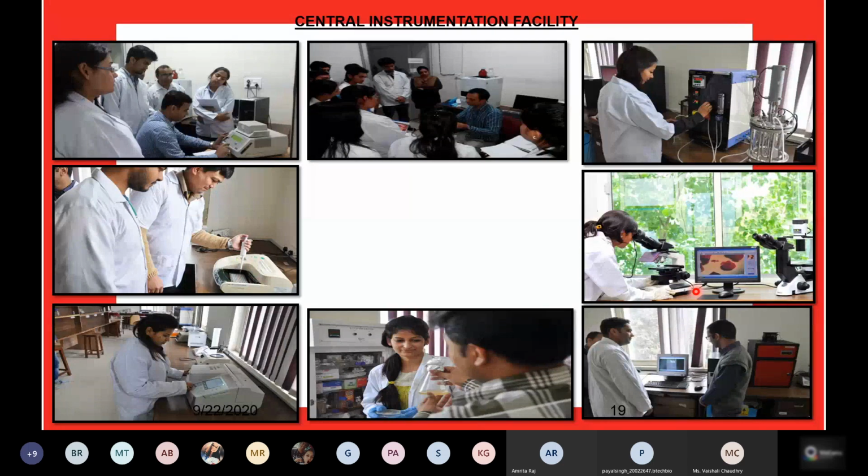This is the imaging system, microscope with the imaging system. This is a spectrophotometer. Then we have incubators, and this is the gel documentation system. And if you can see this gel documentation system, it's a red box, this is the machine where you can see the DNA actually, right?